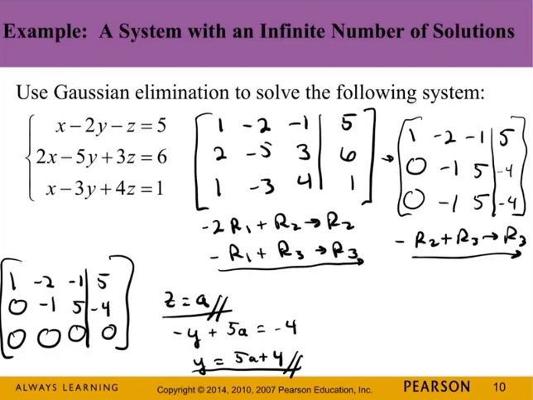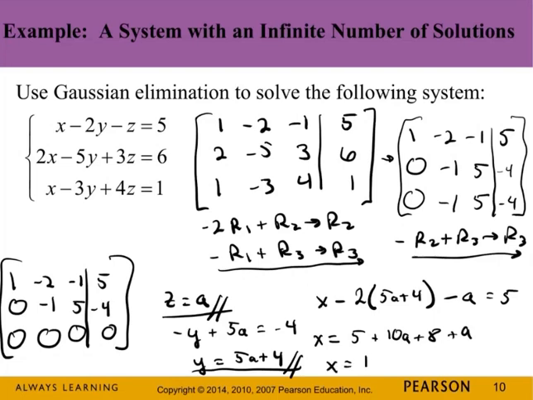From the first row, that says x minus 2y, our y is 5a plus 4, minus z, which is a, equals 5. We want to expand this and solve for x. We'll get x equals 5 plus 10a plus 8 plus a. So x equals 11a plus 13.